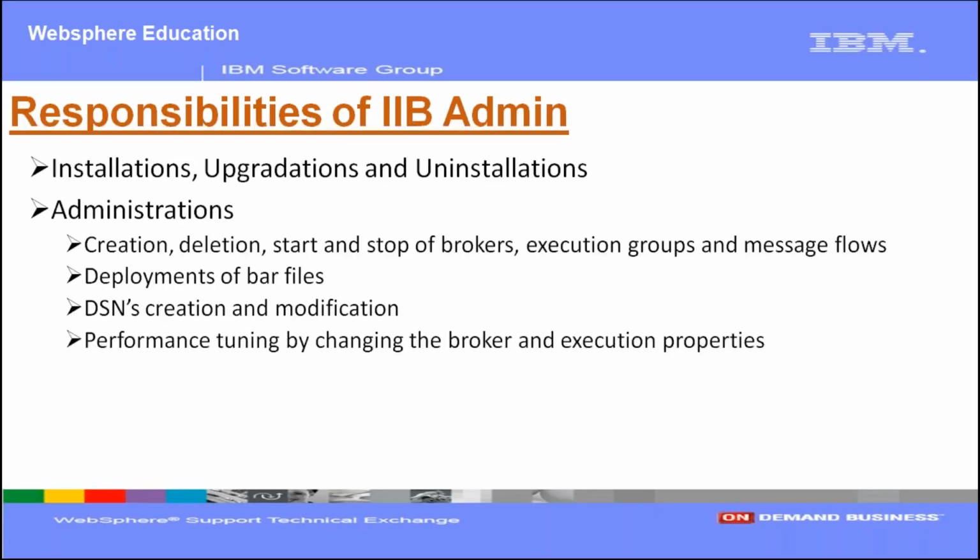And then performance tuning by changing broker and execution group properties. Every broker and every execution group has a lot of properties, so we can change the properties so that performance can be improved. How to see the properties? Yes, we're going to see that in the IIB command line interface session. And monitoring the syslogs during and after the deployments.